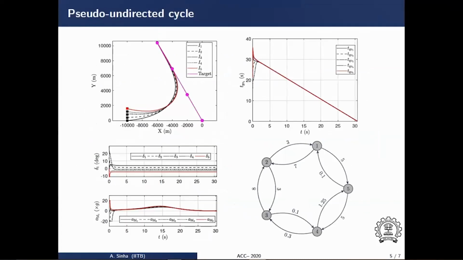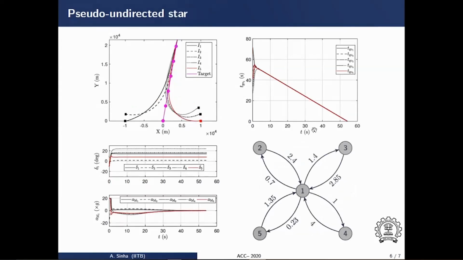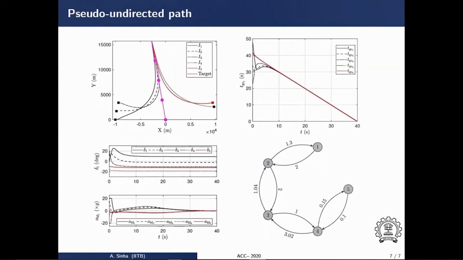So we now demonstrate simultaneous interception by interceptors connected over some special pseudo-undirected graphs, such as in this case, there is a pseudo-undirected cycle with heterogeneous weights, and the interceptors intercept the moving target simultaneously. Similarly, for a pseudo-undirected star and a pseudo-undirected path.